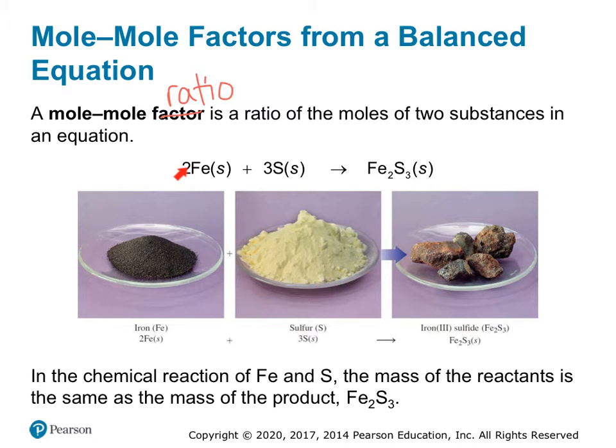Combination reaction: 2 moles plus 3 moles produces 1 mole. Now, as we learned previously, the mass of reactants is the same as the mass of products. What we're concerned with is the number of atoms that are reacting, or the number of moles.